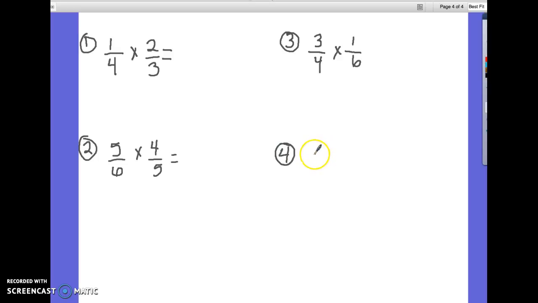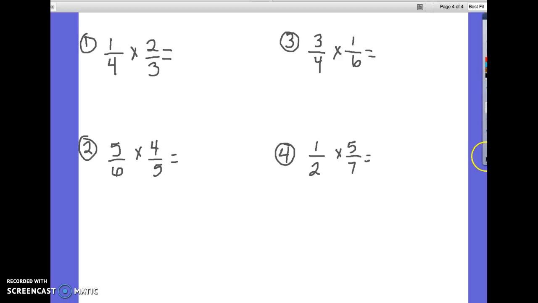And the last one I want you to work on is 1/2 times 5/7. Make sure that you are modeling each one of these problems using that area model. This will be due at the end of the period today.